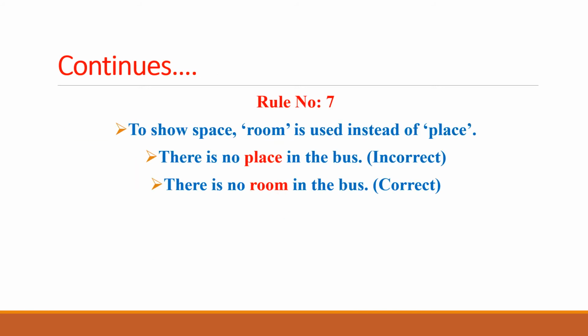And now we come to rule number 7 related to the correction of sentences. Here we are on the mistakes that are committed in the use of nouns. So these lectures are about the mistakes that take place related to the use of nouns in sentences. So we should start rule number 7.